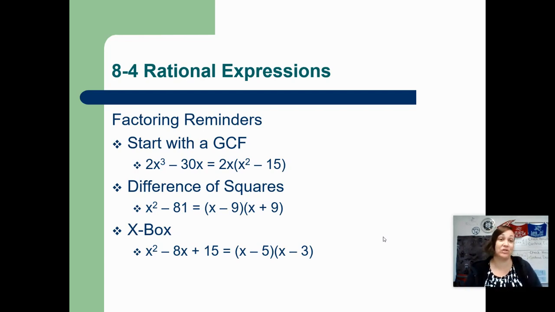So you'll see today we're starting on chapter 8, section 4. We are actually only going to do 3 sections of chapter 8. So we're starting with chapter 8, section 4. Then we'll do 5, and then we'll finish up with 6.